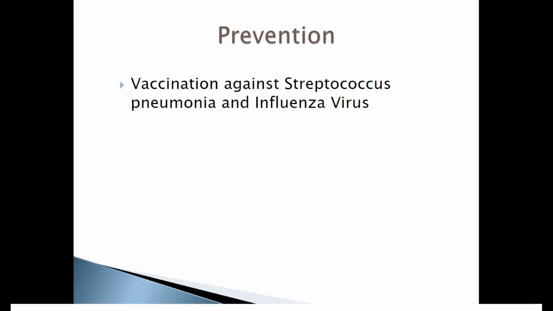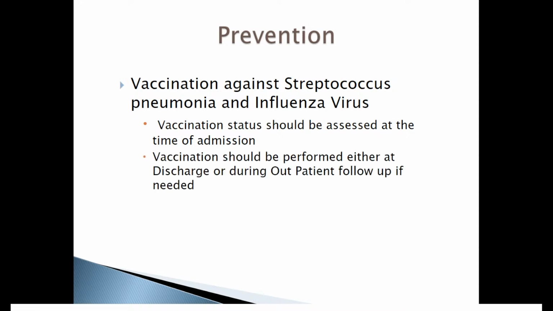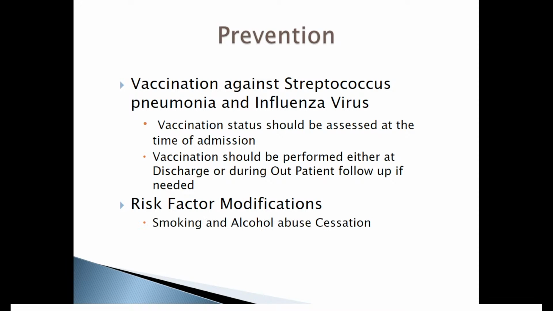And prevention. Vaccination against Streptococcus pneumoniae and influenza virus. Vaccination status should be assessed at the time of admission. Vaccination should be performed either at discharge or during outpatient follow-up if needed. And also risk factor modification. Smoking and alcohol abuse cessation.